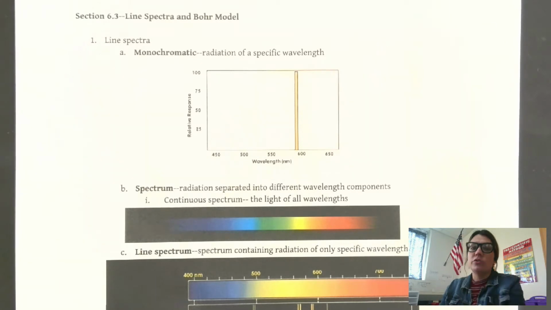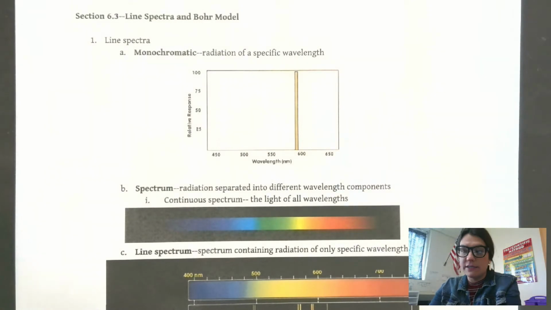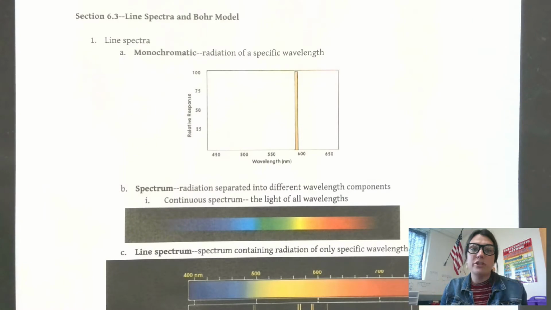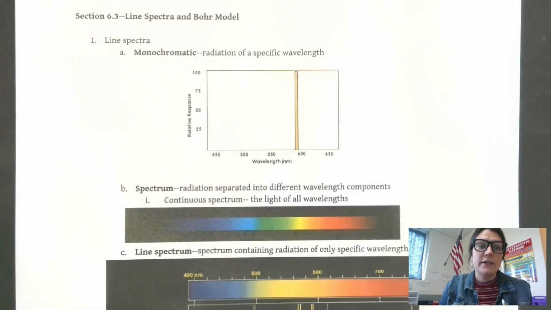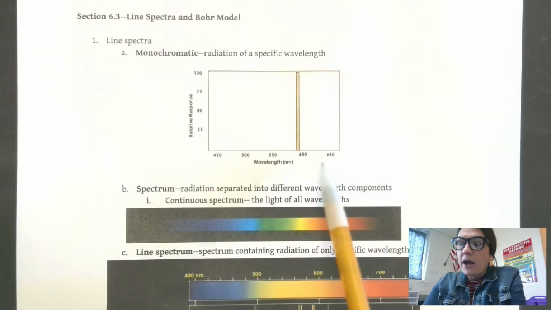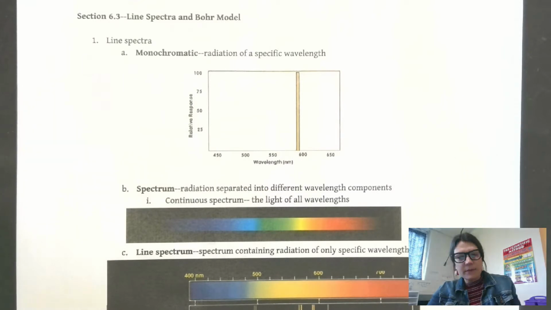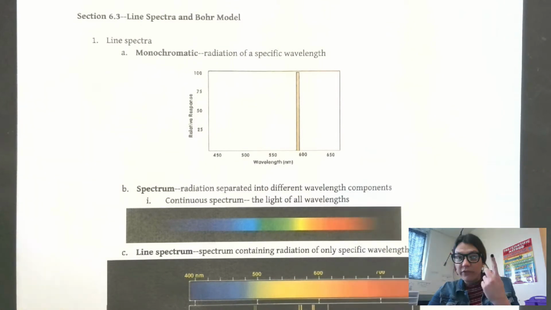Okay, so for line spectra, you can have three different types. You can have a monochromatic, indicating that you're just going to have radiation of a specific wavelength. Okay, so for example, in this one, you see that the specific wavelength that we're talking about is closer to 600, so probably like 590 or something like that. Okay, so this is monochromatic, which means one wavelength is present.